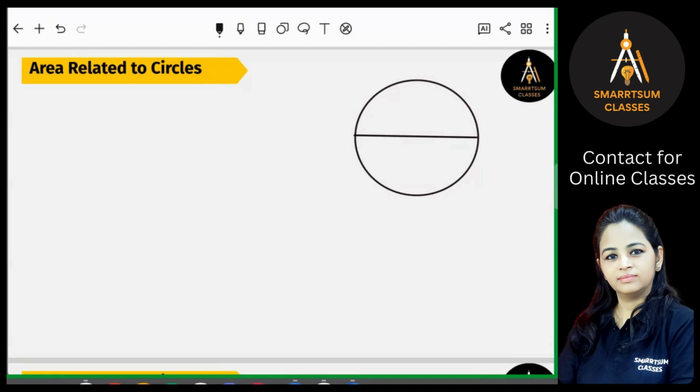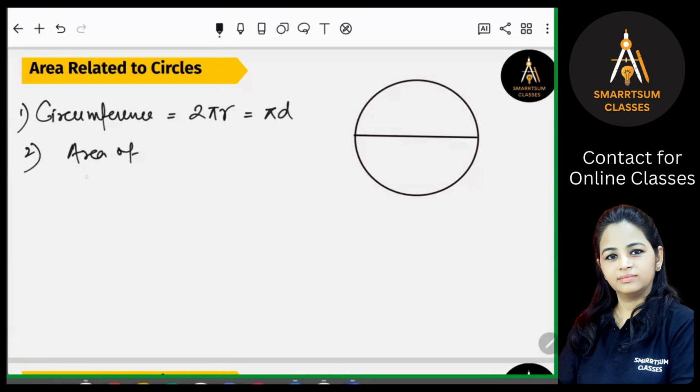Okay. So now let's see what are the different terms related to this. Circumference is the length of the boundary, which is equal to 2 pi r, or pi into d, right? Then if we talk about the area of circle, it is pi r square, or it can also be represented as 1 by 4 pi d square.